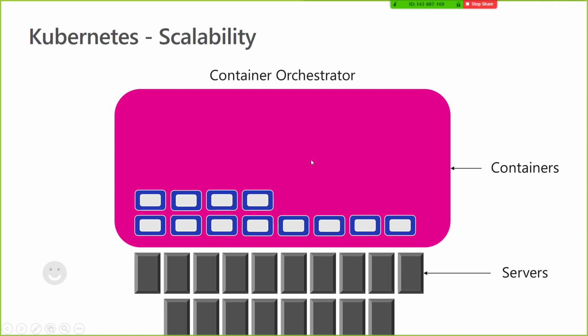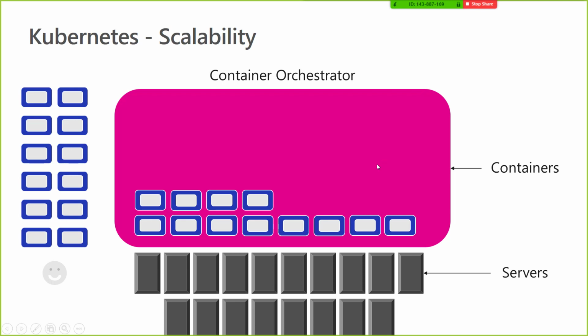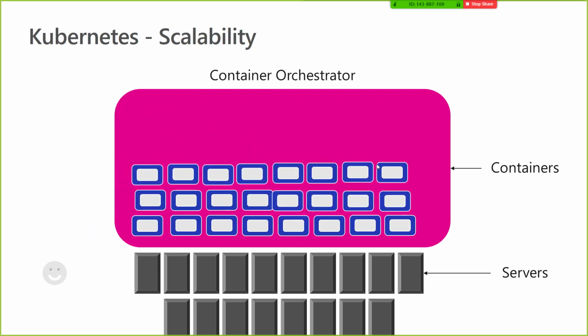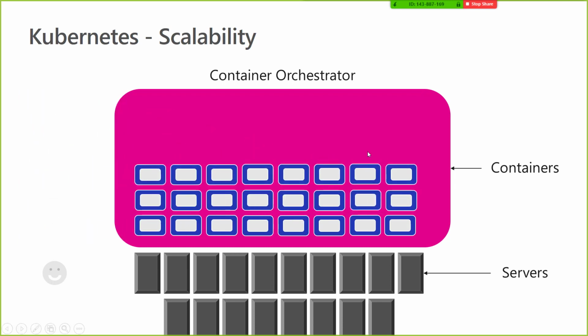Scalability also. Kubernetes can automatically detect that more needs to be added, and it's going to automatically start adding more pods, as they are called in the Kubernetes world. But let's just say containers for now. It's going to add more containers for you, and then spread them out across the servers, depending on whatever you've configured.